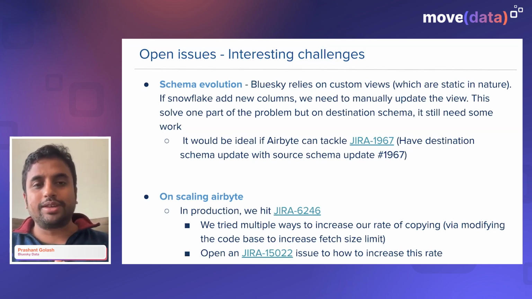We explored a lot of ways. We forked the Airbyte code, we increased fetch sizes, we played with different EC2 instances. Though we achieved some success in that, I would say there's still a fair amount of work to be done in this area. This specific Jira, 15022, is something which I have opened. It will be good to see community feedback and learn from them. So this is what I have to talk about regarding Airbyte challenges and some of the issues that we faced. So far, it is working pretty good for us.